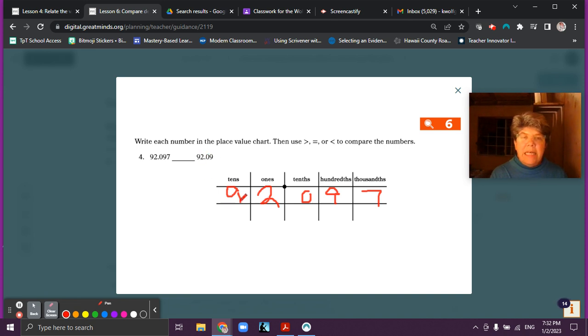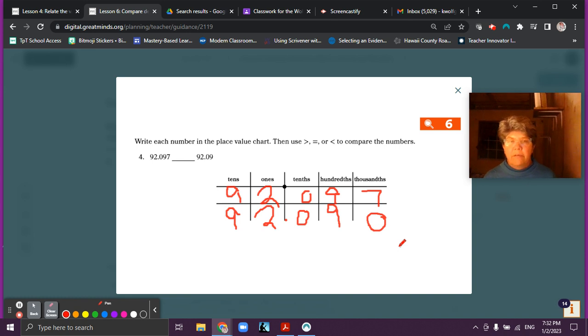And then 92 and 9 hundredths. So our 92 is still in the same place because we're lining up with our decimal point right here. And our 90s are obviously in the tens place, and our 2s are in the ones place. And then 9 hundredths. And this would be a 0. You can put a 0 there, or you can leave it off. That's up to you. And which one is larger? The one with the 7, because it's larger than the 0. Everything else is the same, starting from the left and going to the right to compare them. So 92 and 97 thousandths is greater than 92 and 9 hundredths.